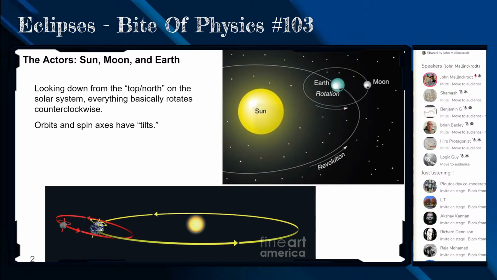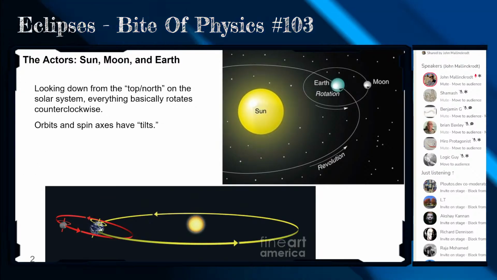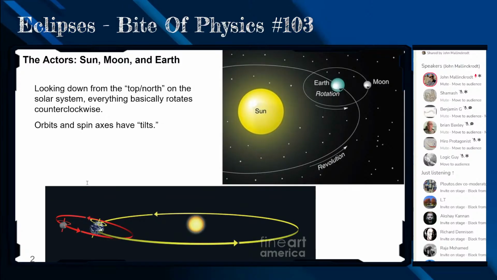The basic actors, of course, are the sun, the earth and the moon. The slide shows the orbits and the tilts of those orbits. If you look down on the solar system, with some exceptions, almost everything rotates counterclockwise. If you look down, I should have put that in quotes too, looking down from the quote top or the north.